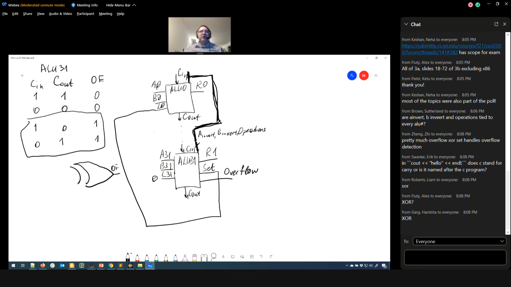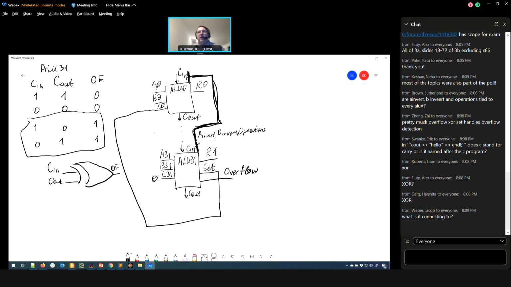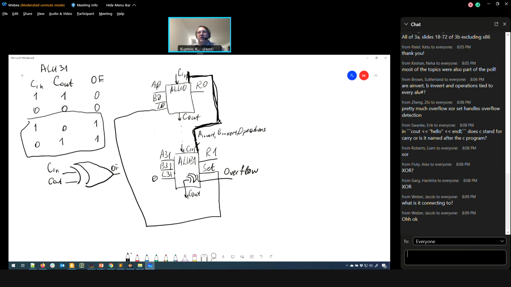So this is overflow, and this is C in, and this is C out. Okay, so that's just the overflow. It's a single wire, a Boolean function, which is just 0 or 1, whether there is an overflow or there is no overflow. And then, of course, what is it connecting to? So it's here, inside this ALU. And the output is connected to overflow. And this is C out, and this is C in.